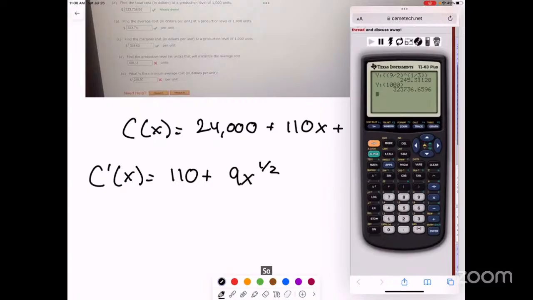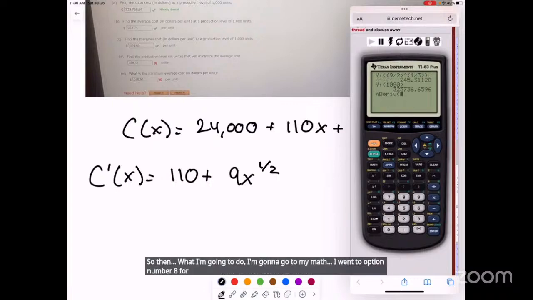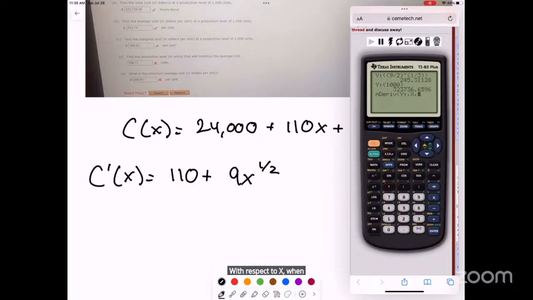So then what I'm going to do is go to my math. I want option number 8 for the nth derivative. I want to take the derivative of that function that we just inserted with respect to x when x is 1,000. Okay, and we should get 394.60, and we do.